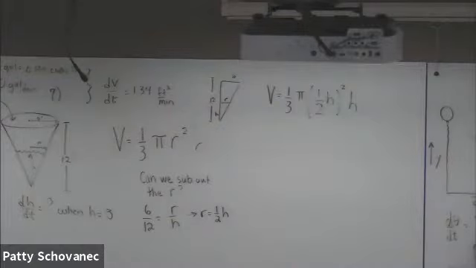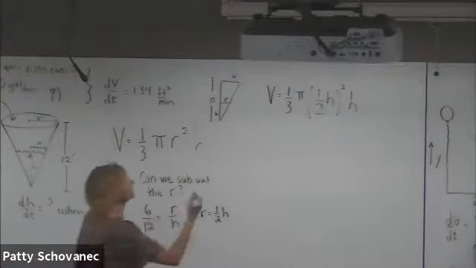So now I have my equation in terms of the 2 things that are changing. I'll take the derivative of it, but I'd rather simplify it first. If I square that stuff, I'm going to get a 1/4 times the 1/3, which is going to give me a 1/12 pi.